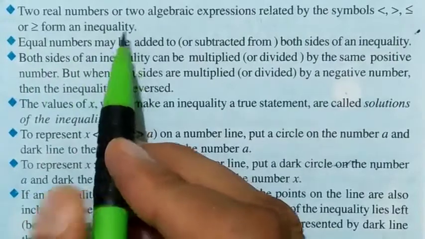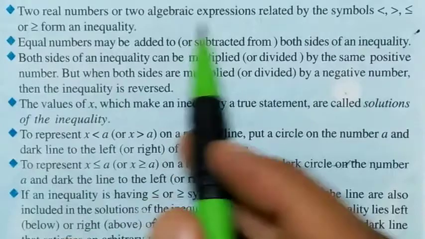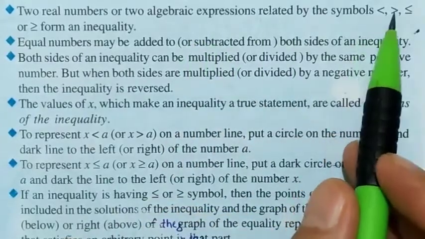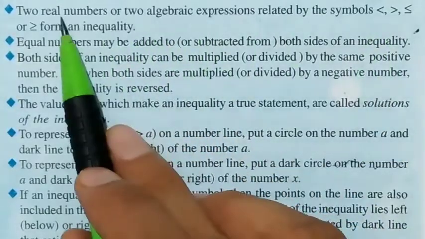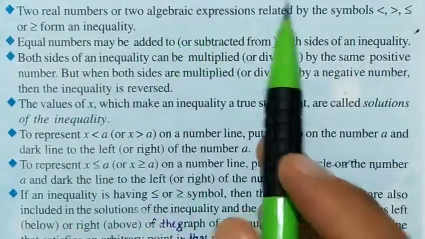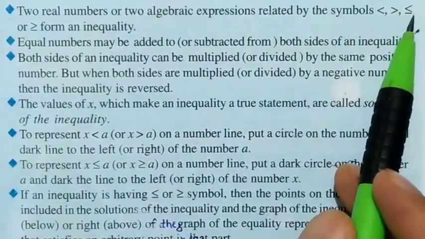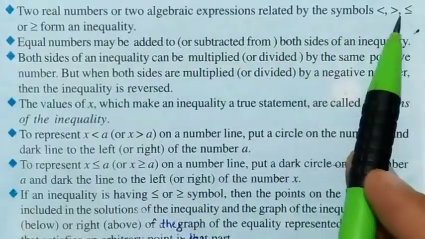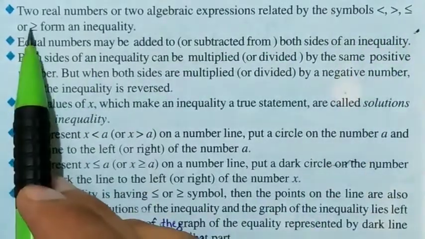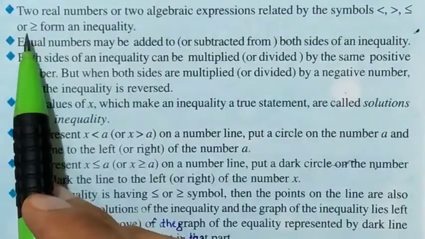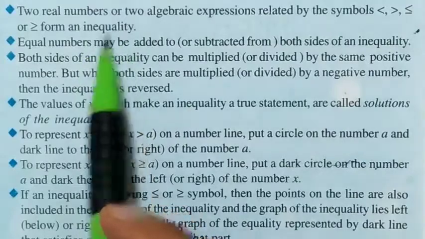An inequality means, for example, if two real numbers like 5 is greater than 3, or minus 1 is less than 3, or x greater than 5, x less than 3 by 2, x greater than or equal to 5 by 2. So if in any expression you get the less than, greater than, less than or equal to, or greater than or equal to symbol in place of the equal sign, that is called an inequality, meaning this is not equal.